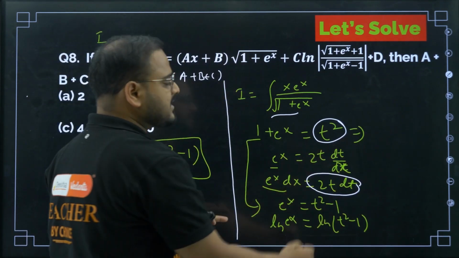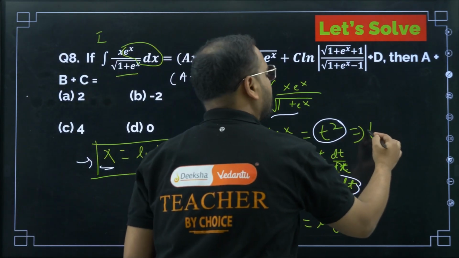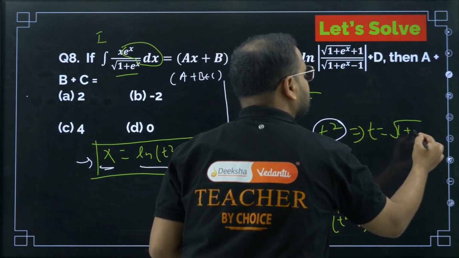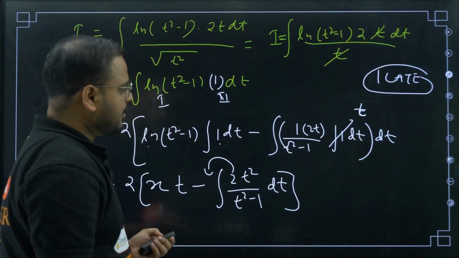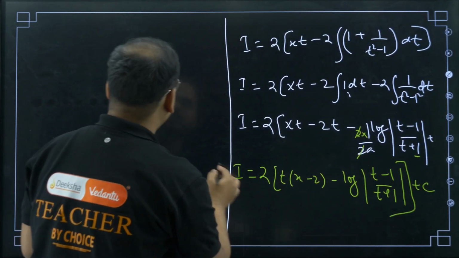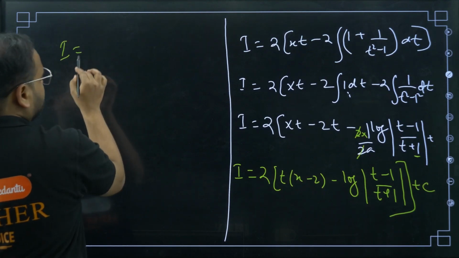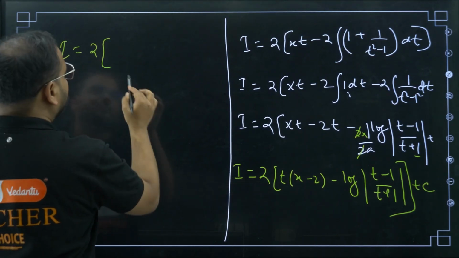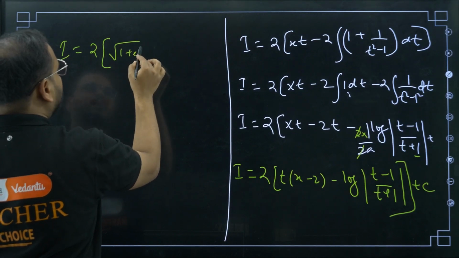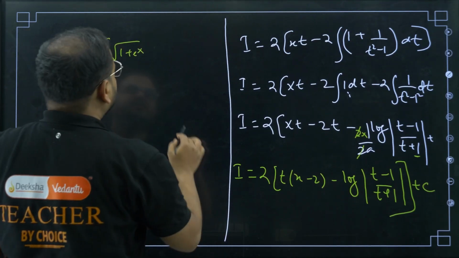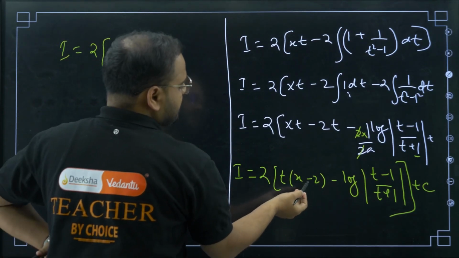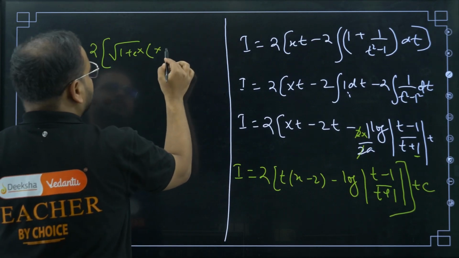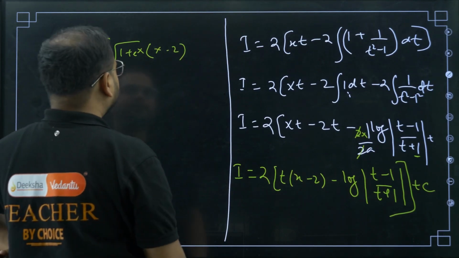If 1 plus e^x is t square, my t value will simply be the root of 1 plus e^x. Now I can replace this over here. Please have a look. My integration will become what? Please check. 2 times, if t becomes root of 1 plus e power x, and what will this be? Tell me. This will simply be x minus 2.